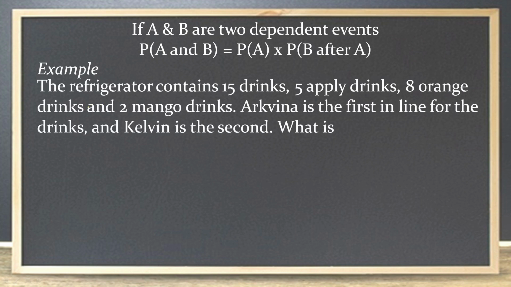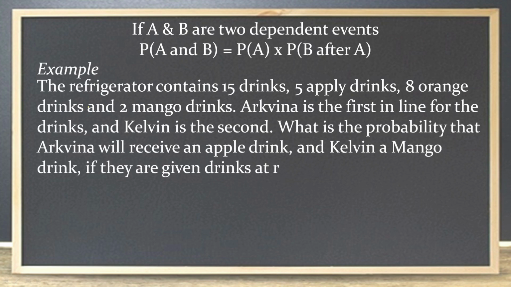The refrigerator contains 15 drinks: 5 apple drinks, 8 orange drinks, and 2 mango drinks. Avinan is the first in line for the drinks, and Kelvin is the second. What is the probability that Avinan will receive an apple drink and Kelvin a mango drink if they are given drinks at random? So we have the refrigerator with 15 drinks, and those 15 drinks contain 5 apple drinks, 8 orange drinks, and 2 mango drinks. So 2 plus 8 plus 5 is 15. That gives you the total of 15 drinks.